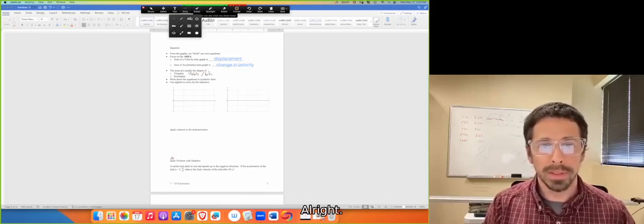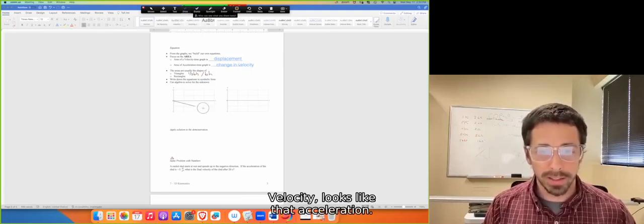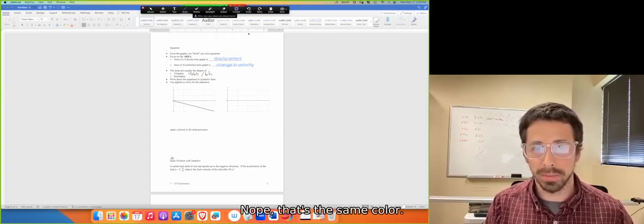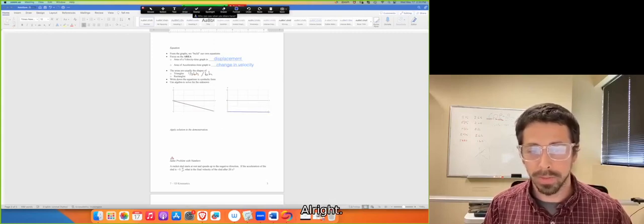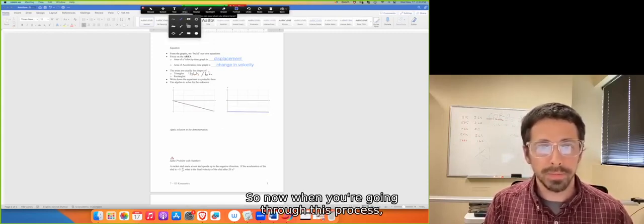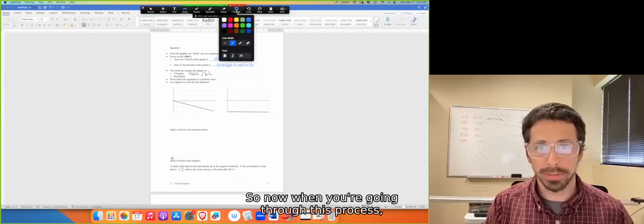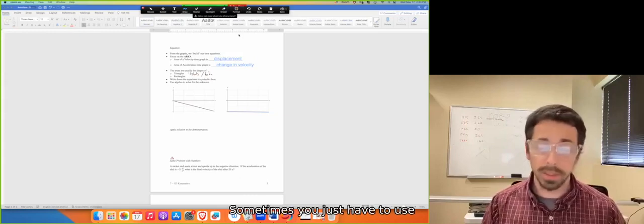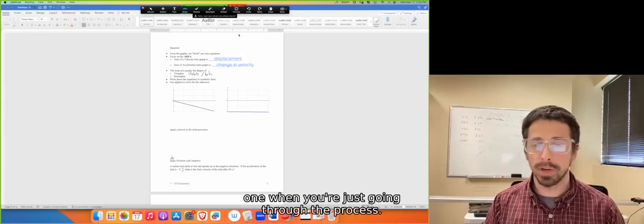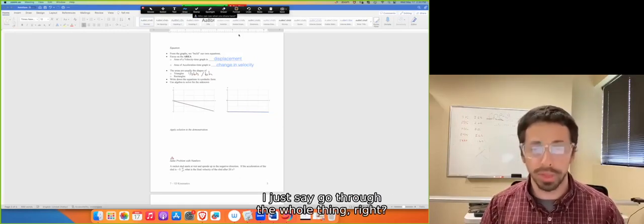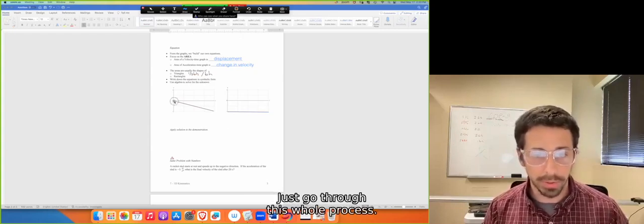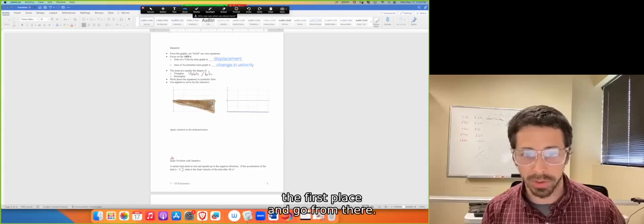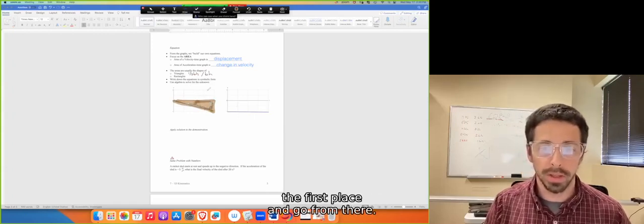All right, velocity looked like that. Acceleration, I'll use a different color. Nope, that's the same color. Looks like this. All right, so now when you're going through this process, sometimes you have to use both graphs. Sometimes you just have to use one. When you're going through the process, I just say go through the whole thing, right? Just go through this whole process, and then in the end, we'll ask ourselves, what the heck was I trying to solve for in the first place, and go from there.